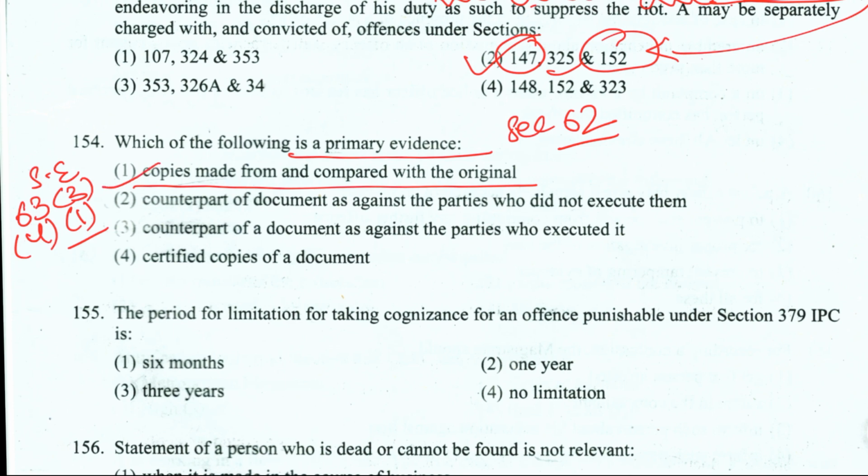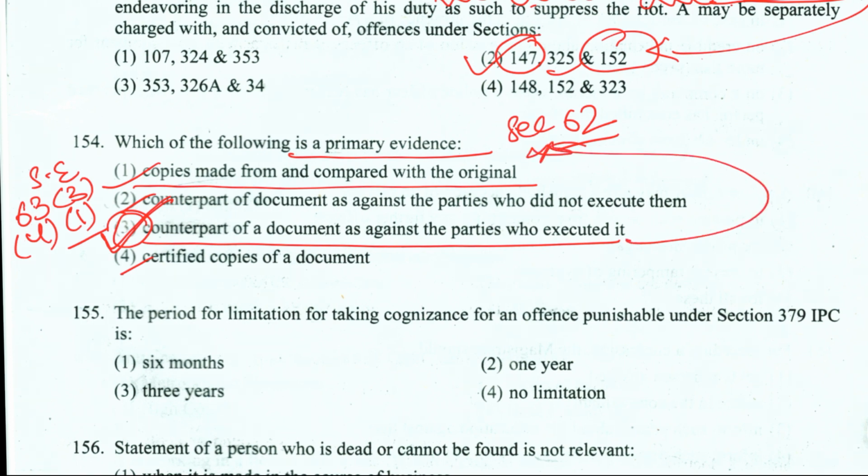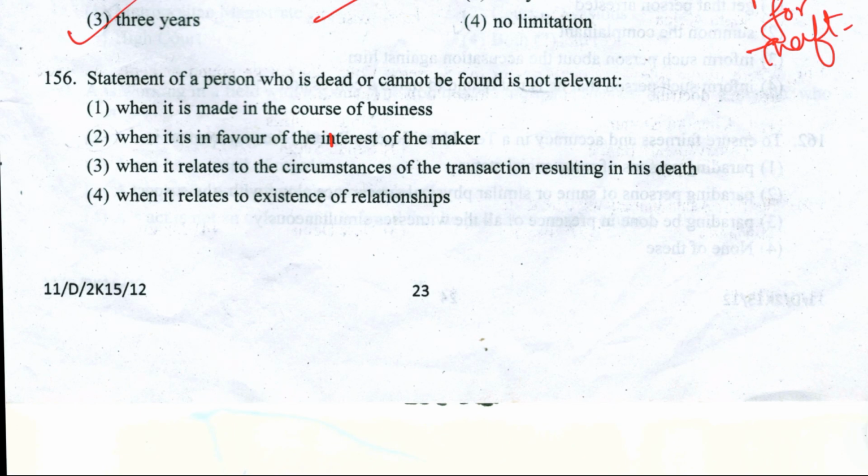These are all secondary evidences. So what is left? Option number 3 is left, that is, counterpart of a document as against the parties who executed it. So the right answer is option number 3. It is basically primary evidence, and it is given under explanation 1 of section 62. Come to question number 156.